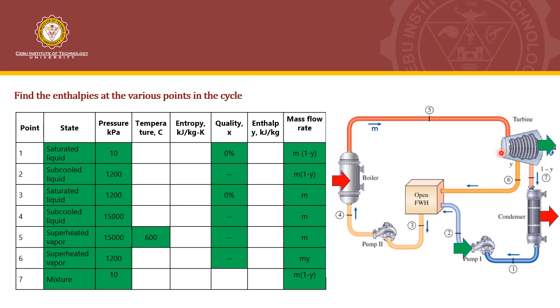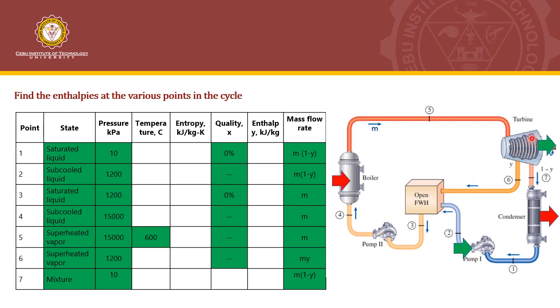So the best thing to do is to make the flow rate at the boiler as m. So that's why at point 5 the flow rate is m. Same also with point 4 because this is the same loop. So that's why at 4 the mass flow rate is still m. So 4 and 5 the mass flow rate will be considered m, or basically that's just the mass flow rate through the boiler. And then at point 6 you can see that we extract y quantity. That's why at point 6 the flow rate will be ym. So that's why we have here ym or my.